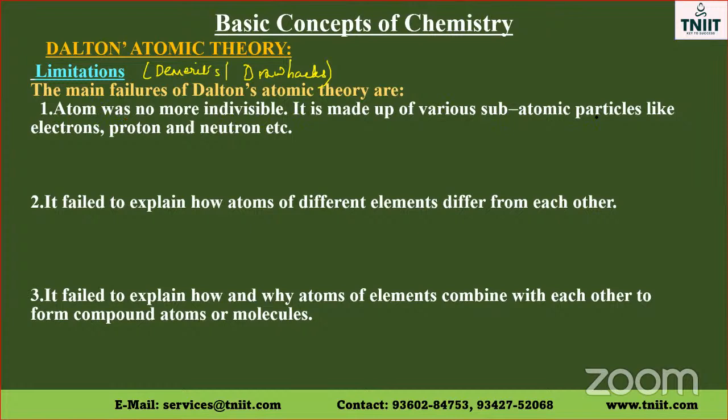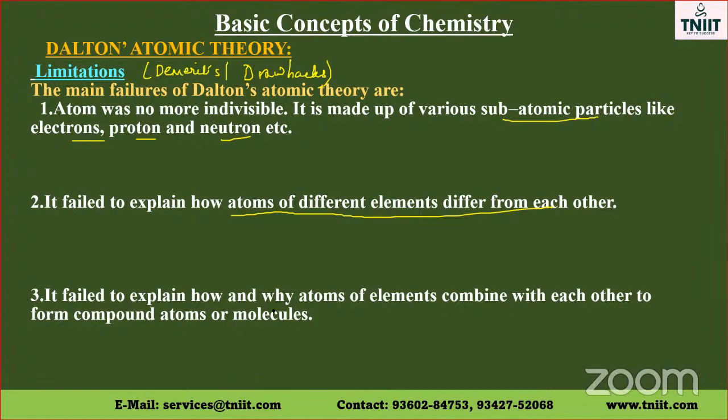It is made up of various subatomic particles like electrons, protons, and neutrons. So now atoms can be divided into subatomic particles like electrons, protons, and neutrons. Dalton said atoms are indivisible, but now in modern days, we know that atoms can be subdivided. It failed to explain how atoms of different elements differ from each other, how oxygen differs from nitrogen, how nitrogen differs from carbon. That explanation was not given by it.